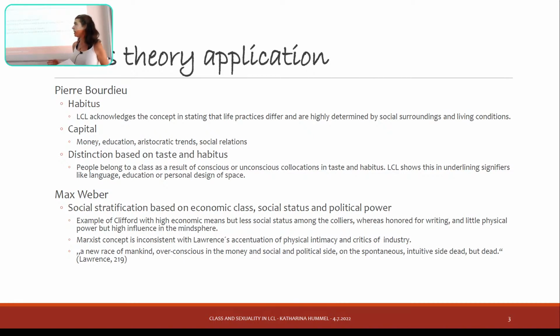We already said that it is based on economic class, social status, and political power. And I want to exemplify this by drawing upon Clifford, because Clifford has high economic means. He has money, he has wealth, he has property, but he has less social status among his workers, because his workers, okay, they know he's the boss, but they don't really honor him because he doesn't really have influence on them in their status group, because they are a group in themselves. Whereas he has much influence in the mind sphere, so he really is acknowledged for his writing, he is famous, and so there he gets social honor and social status.